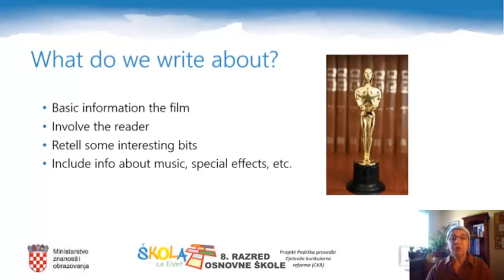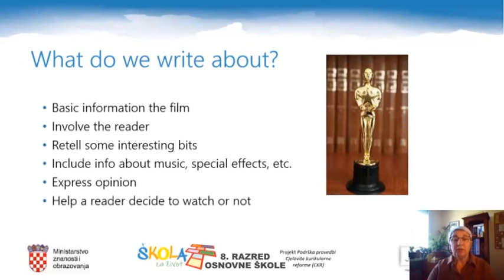Then we have to include some information about music, about special effects, about actors, about something that we liked in the film. And then finally we express our opinion and we help the reader decide to watch the film or not to watch the film. That's what we have to do when we are writing a film review.